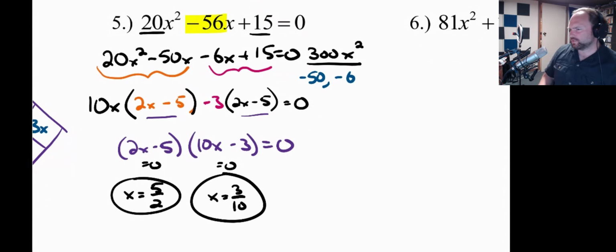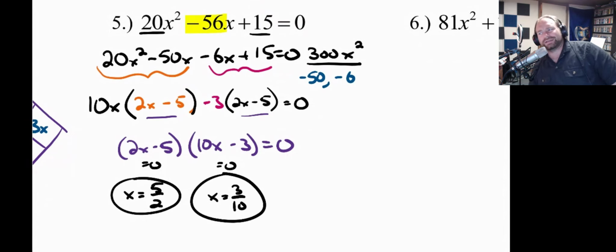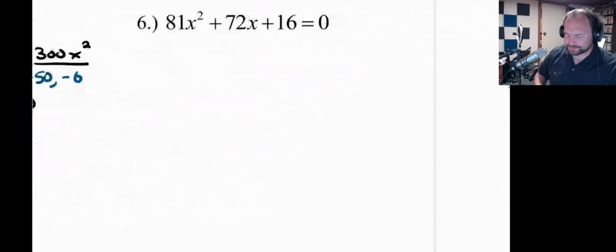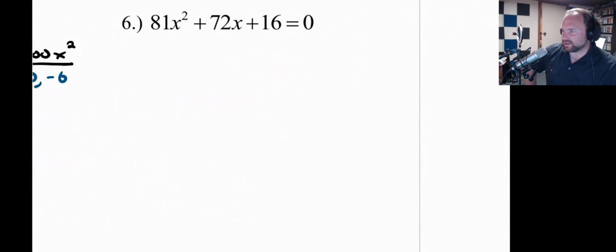It's worth mentioning that we're solving these by factoring, which is fine. You can always use the quadratic formula. That's always an option. It's a little bit bulky, but it always will work. Usually we say if you can factor it, you should. This one is going to be kind of a beast here.